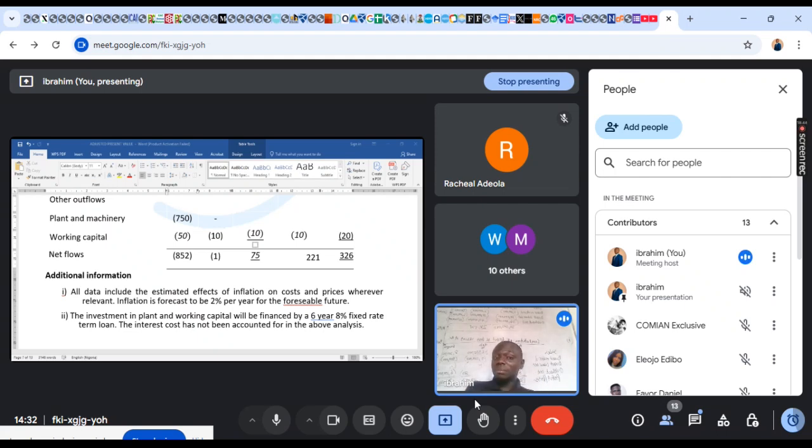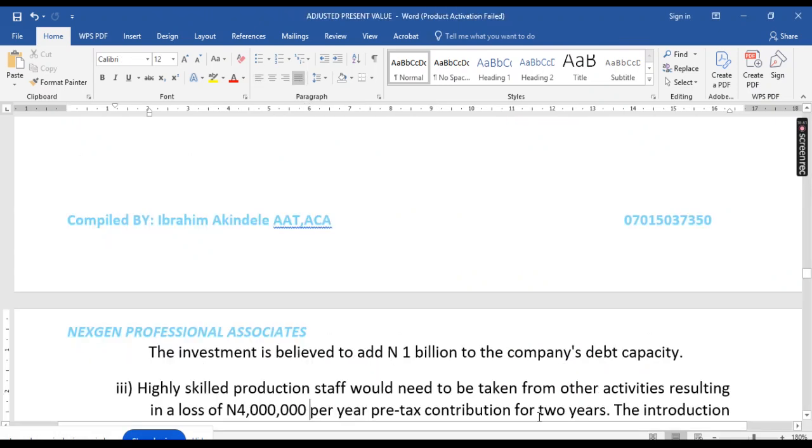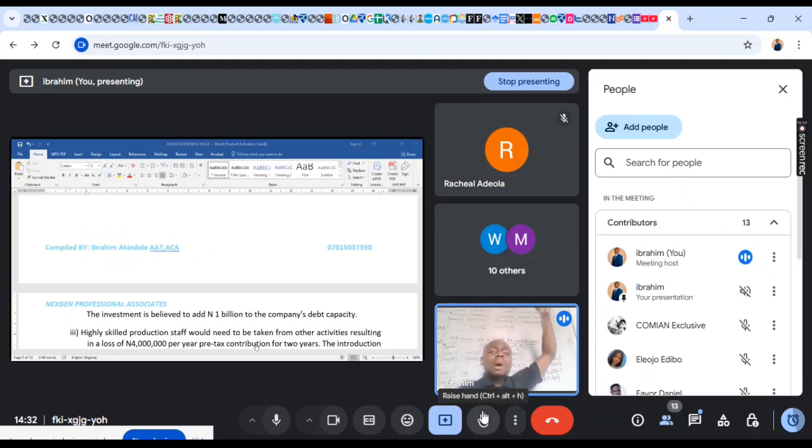They have 750 million as plant and machinery. They have working capital. The investment, which is this particular investment, is believed to add 1 billion to the company's debt capacity. The company's debt is 800. So what will make it the 1 billion? To make it 1 billion is 200 million. Then when you add it, you have 1 billion.